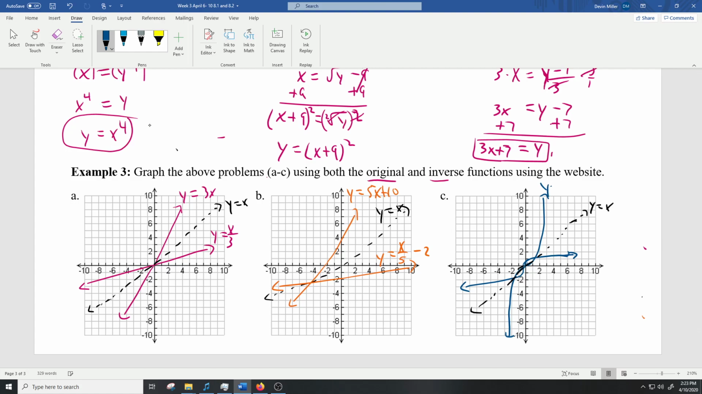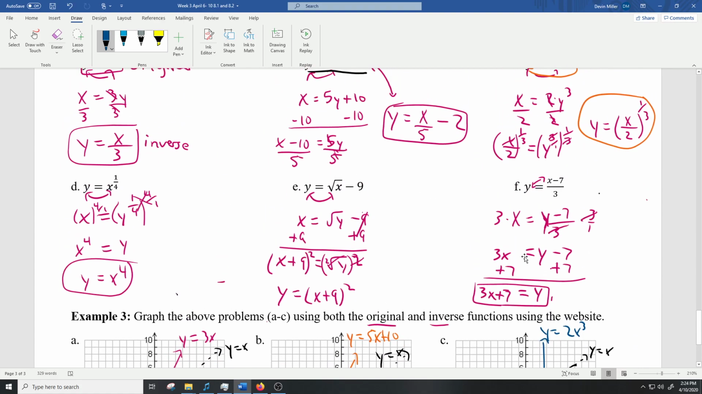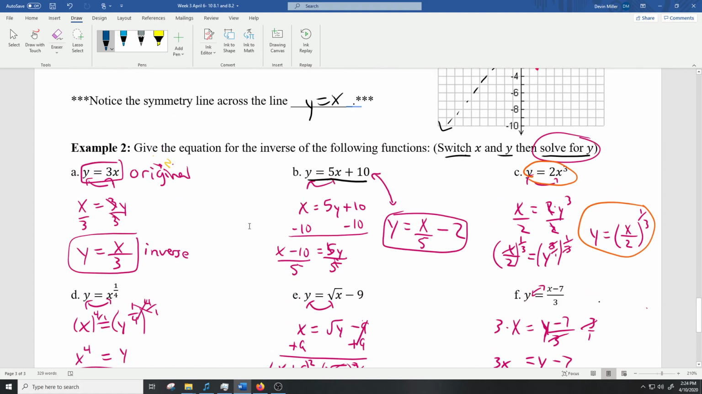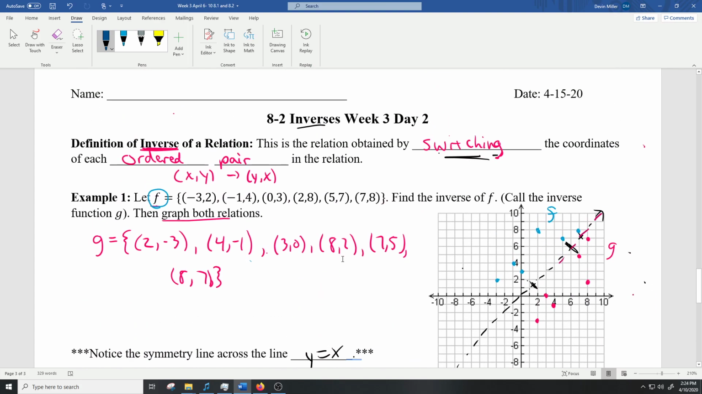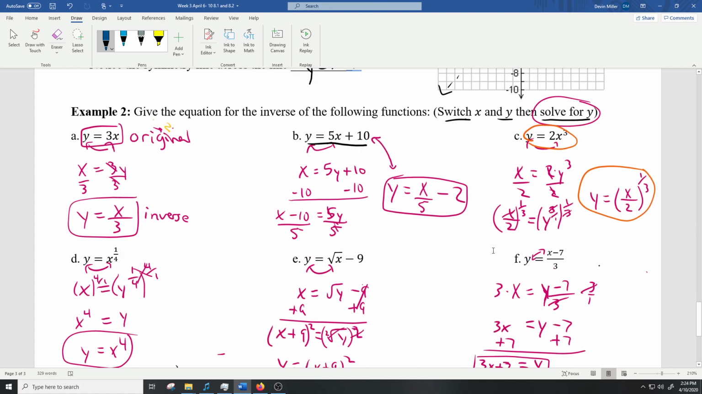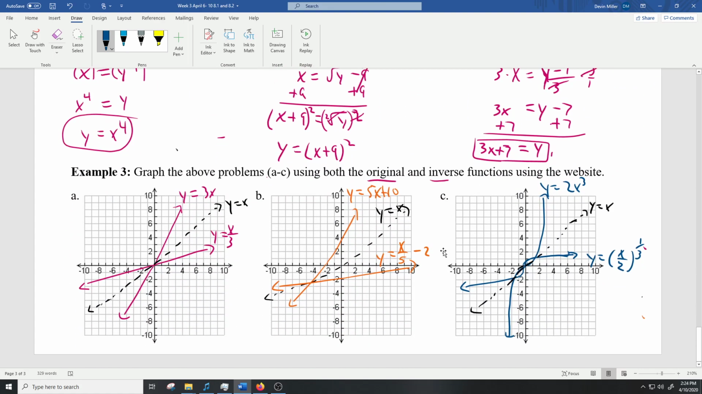And this first one here was y equals 2x cubed. And the last one is y equals x over 2 to the 1/3 power. And that's it. As long as you can use the website and just draw a sketch, that'll be fine. And as long as you know how to switch the x and y and solve for y, you should be good with that. And the last new thing is just switching the order of pairs, which is probably the easiest part. So hopefully that made some sense and a little easier than the 8.1, the composite functions.